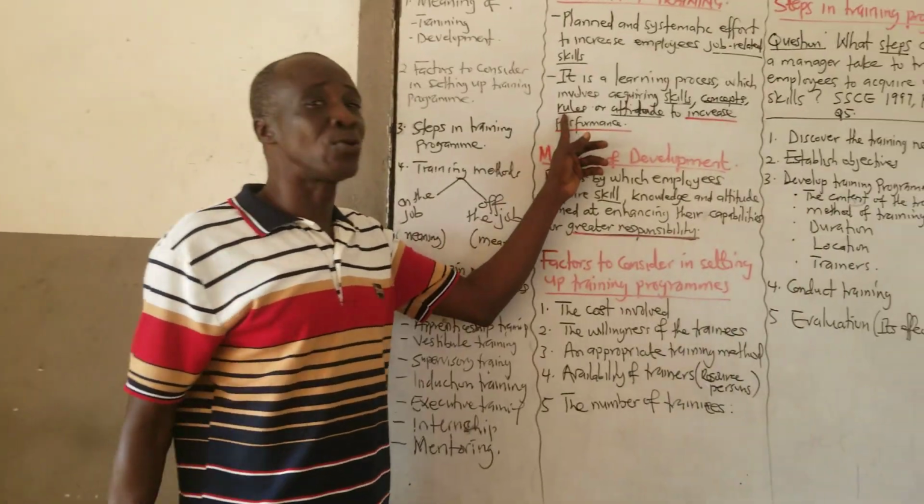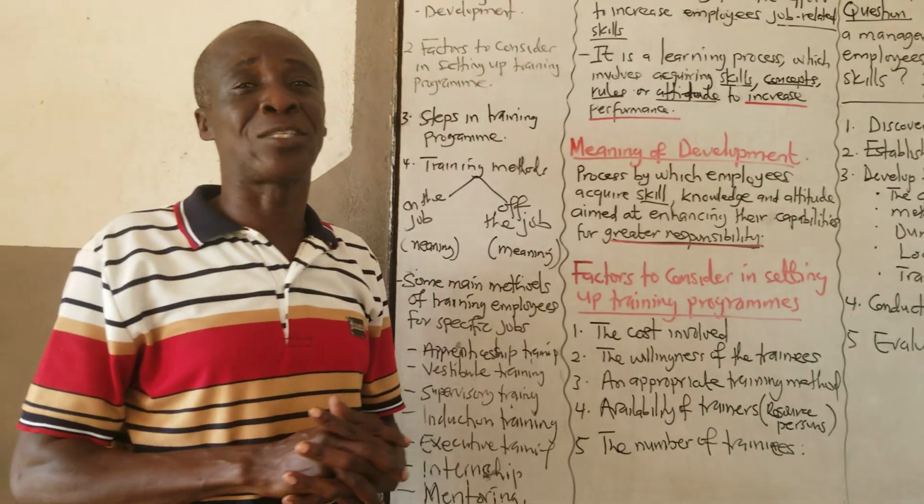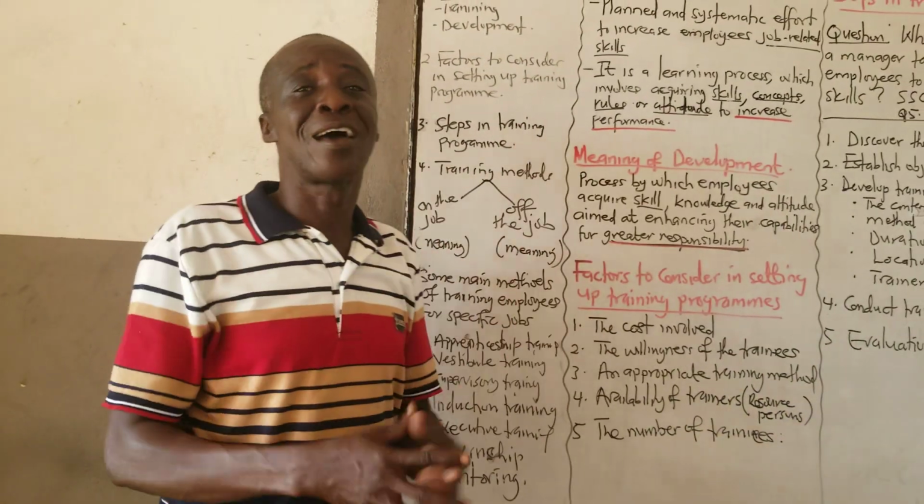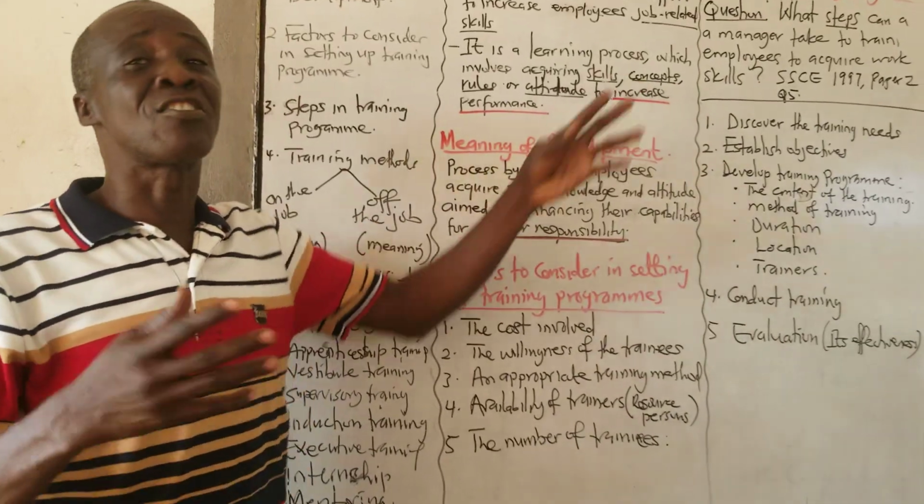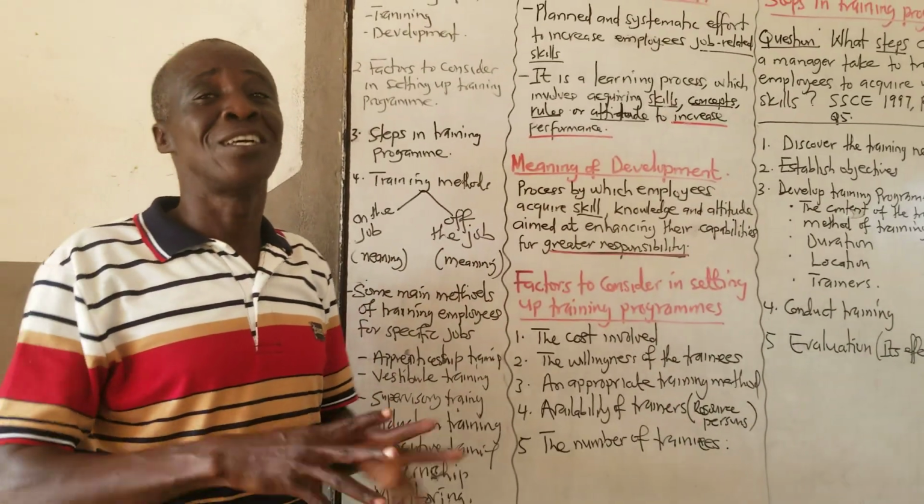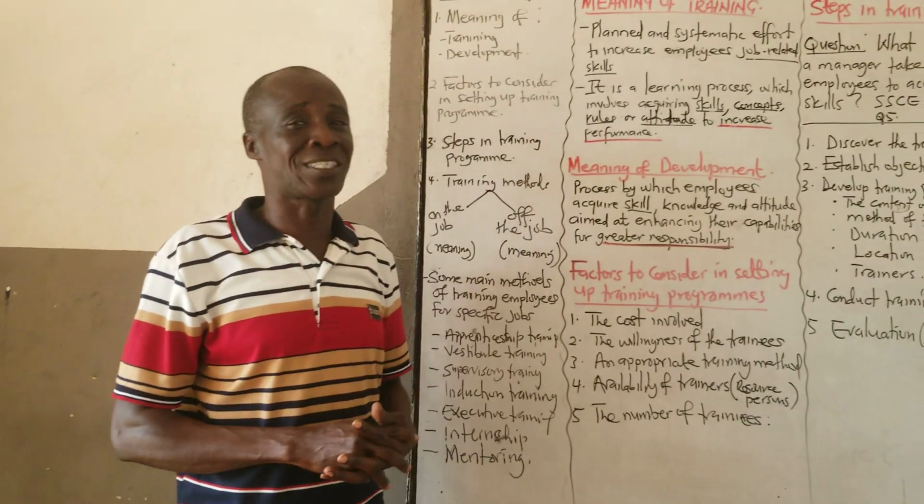So you acquire rules and attitude. There are some people who have very bad work attitude. Through training, you can have a positive attitude towards your work, so that you can increase your performance. So that is all that training is about. When you say training, that is what it is.